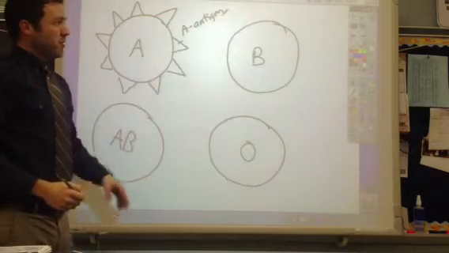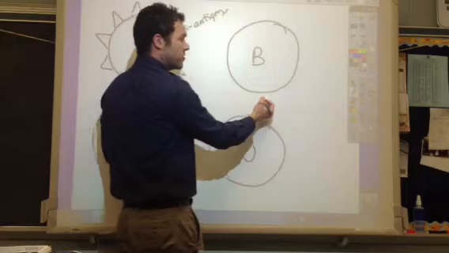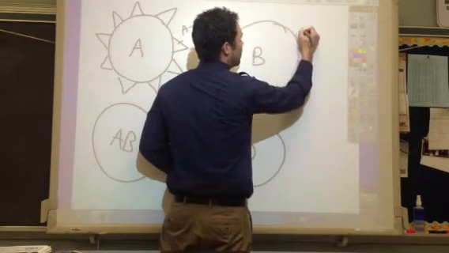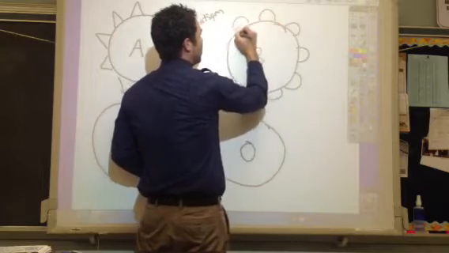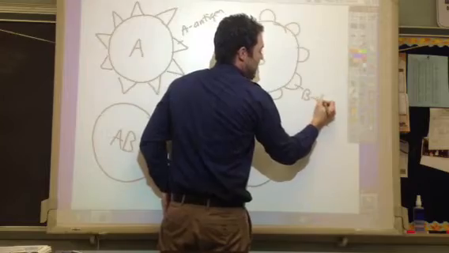Alright, simple enough. The B antigen is completely different. It's got a different sequence of amino acids, so it's going to look different on the surface. Once again, these are just simulated antigens. They don't really look like this. It looks like a little flower. So that's the B antigen.